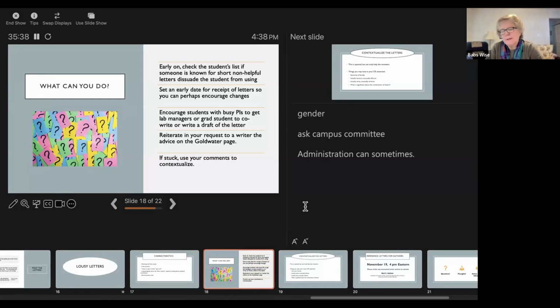Again, busy PIs often have graduate students that these younger students are working with. They need practice writing letters, okay? And so, see if you can get them to co-write or write a draft of the letter. And we do see letters that are co-written. You might have the faculty member's name listed in the reference section, but they can co-write with someone else.